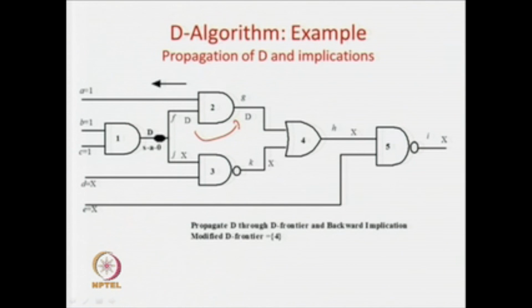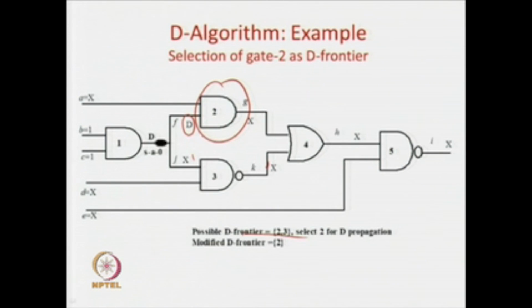So, you will have to propagate the value of d. You know that there is a d over here, and one of the inputs in this case was an x. So, it actually propagates the value of d over here. So, this gate is x. You can think that this is a type of j frontier kind of a thing. So, in this case by backward propagation you have to get the value of a 1 over here.